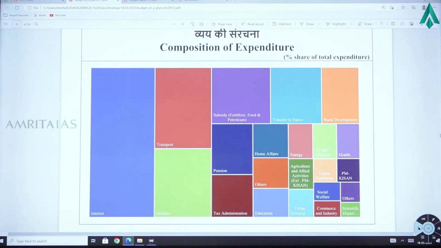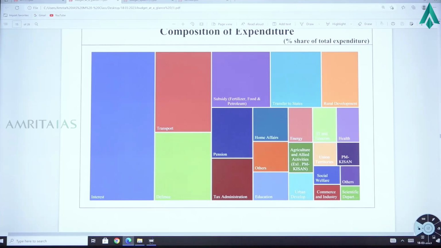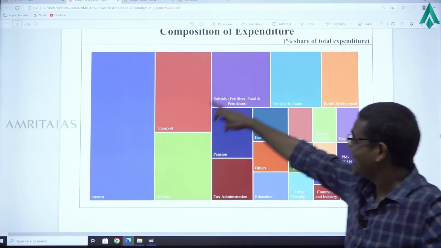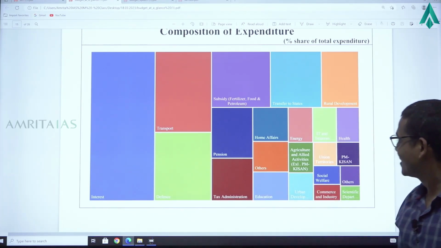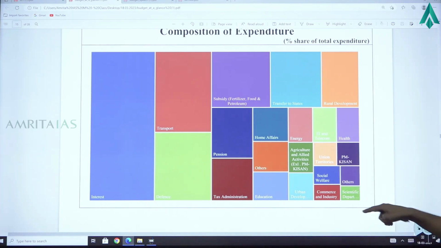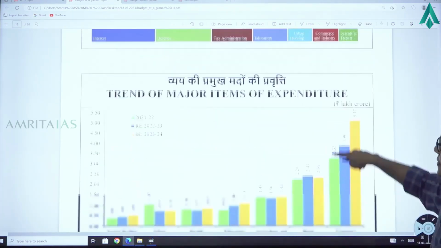See, they will take the percentage share and they will draw it. Simply they don't do. Okay. Interest. See the transport and defense. After subsidy, transport, defense. Okay. Pension is also having rural development little bit. Transfer to states, agriculture. This is how they have allocated among the different ministries.